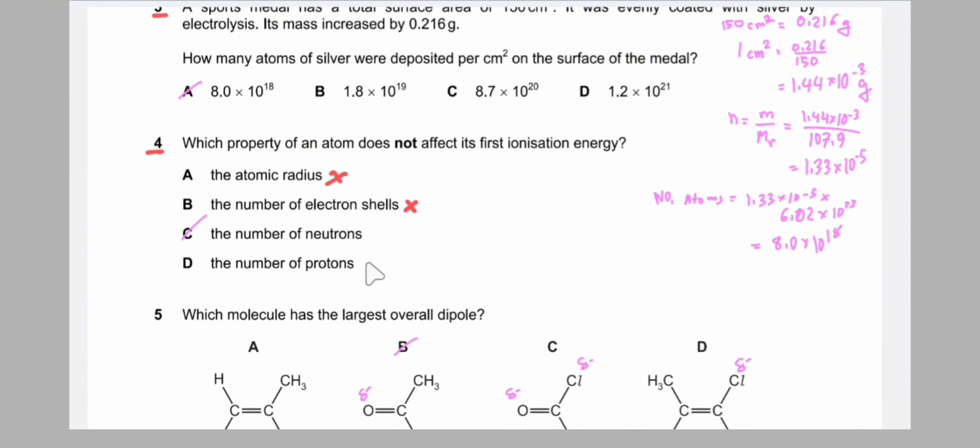Then number of protons. If the number of protons increases, that means more nuclear attraction, therefore the first ionization energy increases. But the number of neutrons has no effect on the first ionization energy, so the correct answer is C, that is the number of neutrons has no effect.